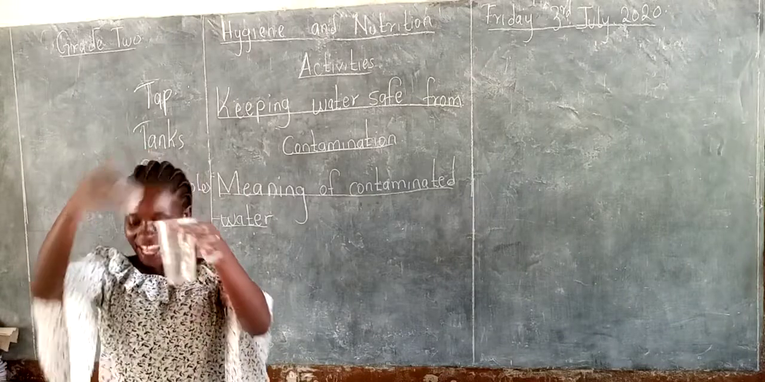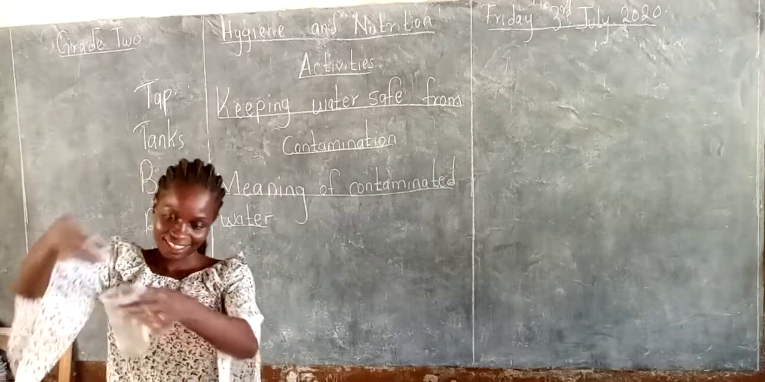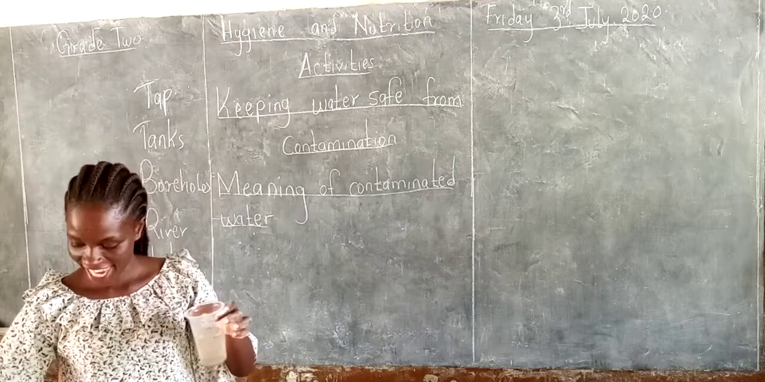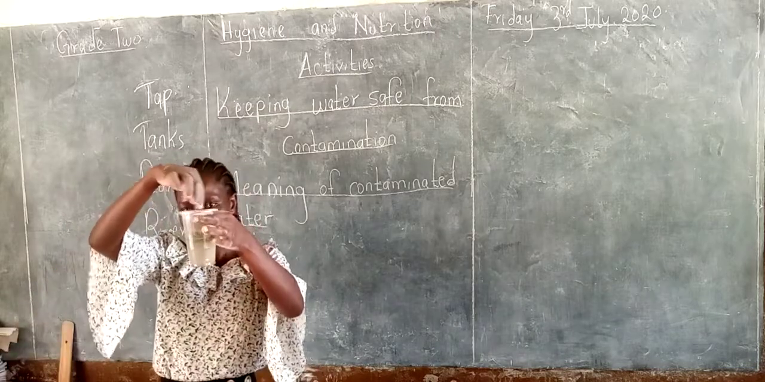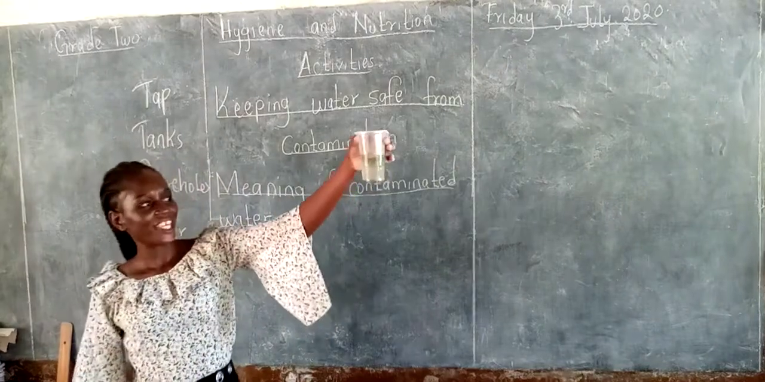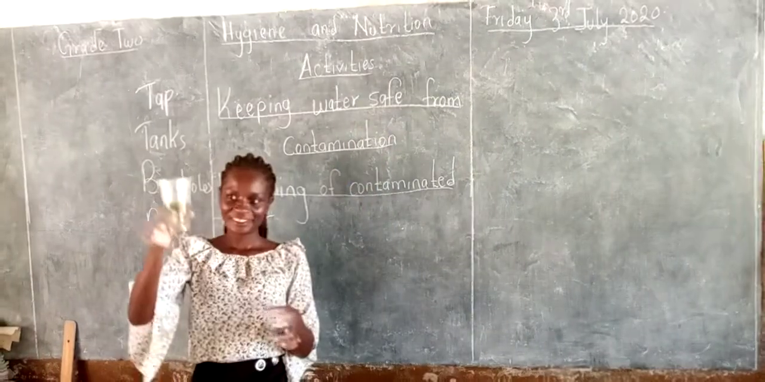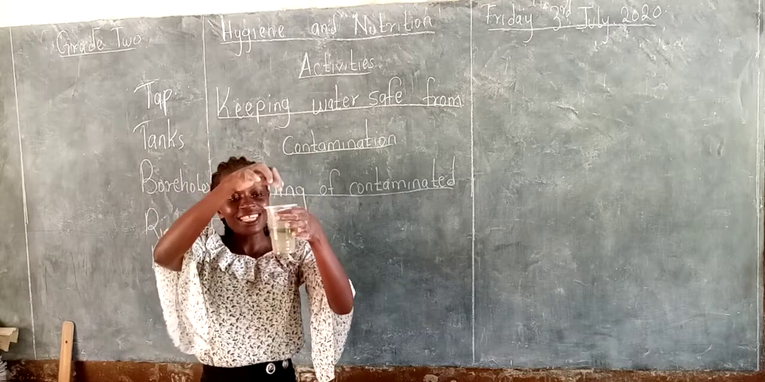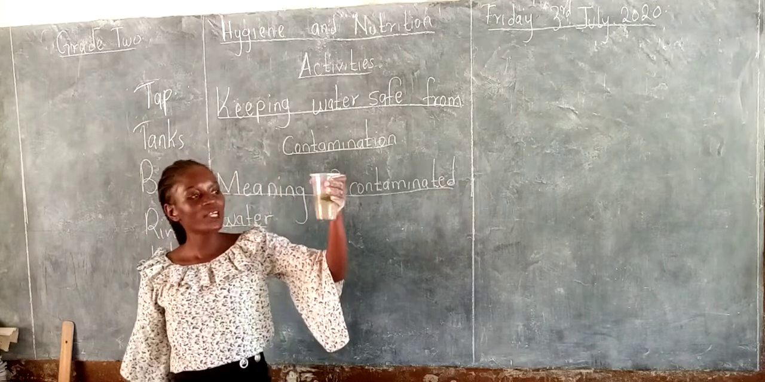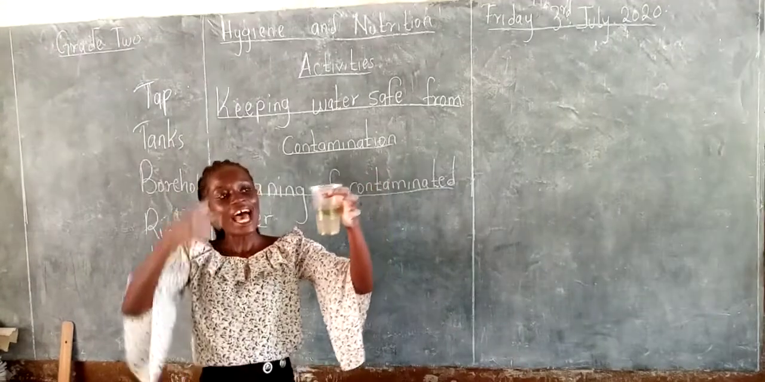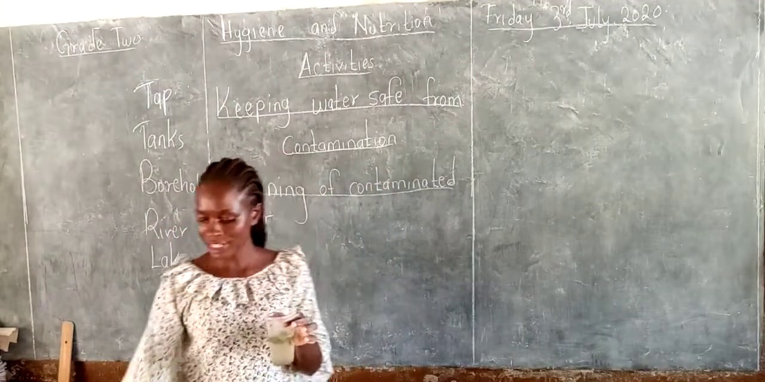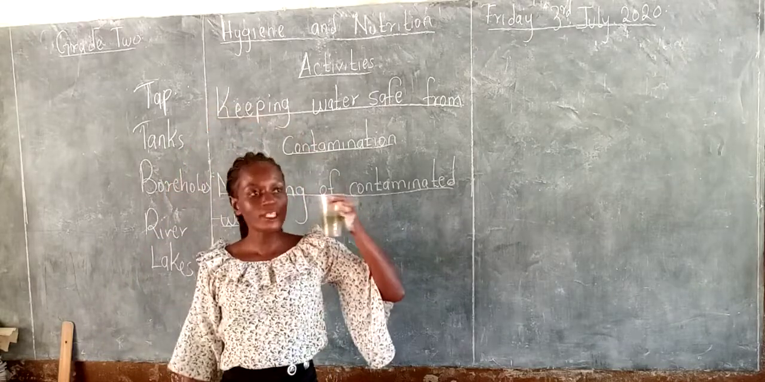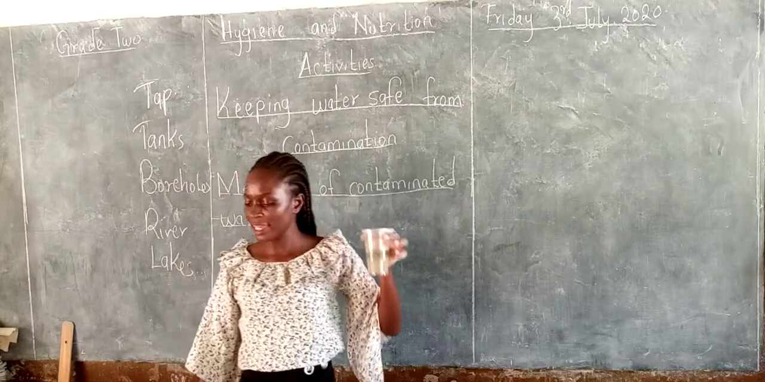I am adding some dirt into it. This is soil. Can you see? Then I'm also adding some leaves. I hope you can see. Is this water still clean? The water is not clean because I put some dirt into it. So we say this water is contaminated. I have contaminated this water by doing what? Adding dirt, that is soil, and even the leaves. So we say this water is contaminated.